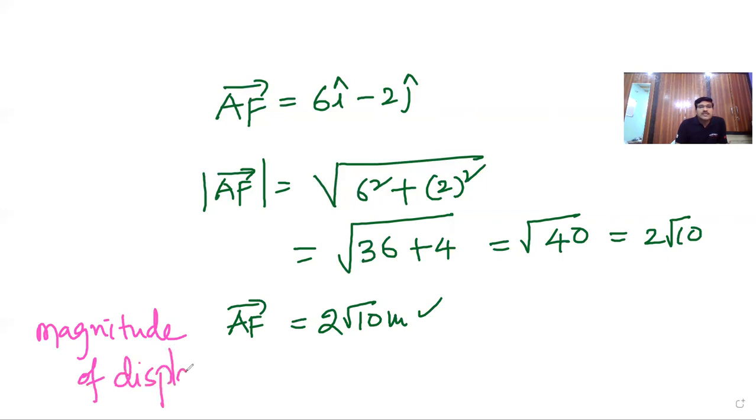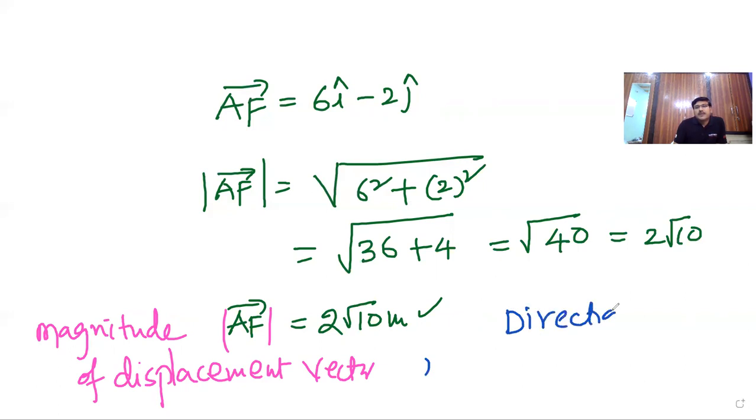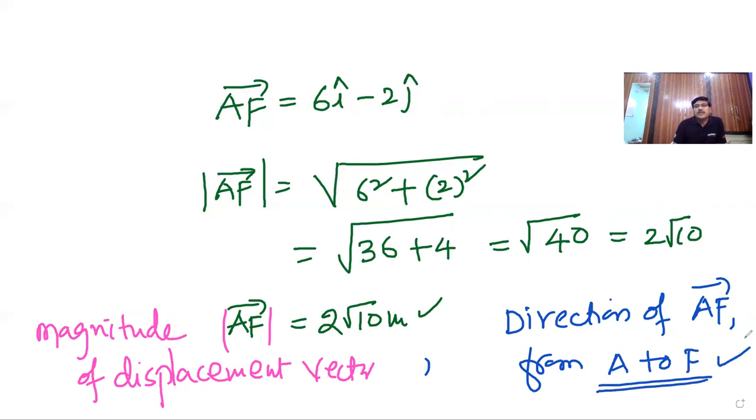Magnitude of displacement, its modulus. Direction. You need the direction. Direction, from where to where? The direction of the displacement vector AF bar is from A, the initial position, to the final position. Clear?